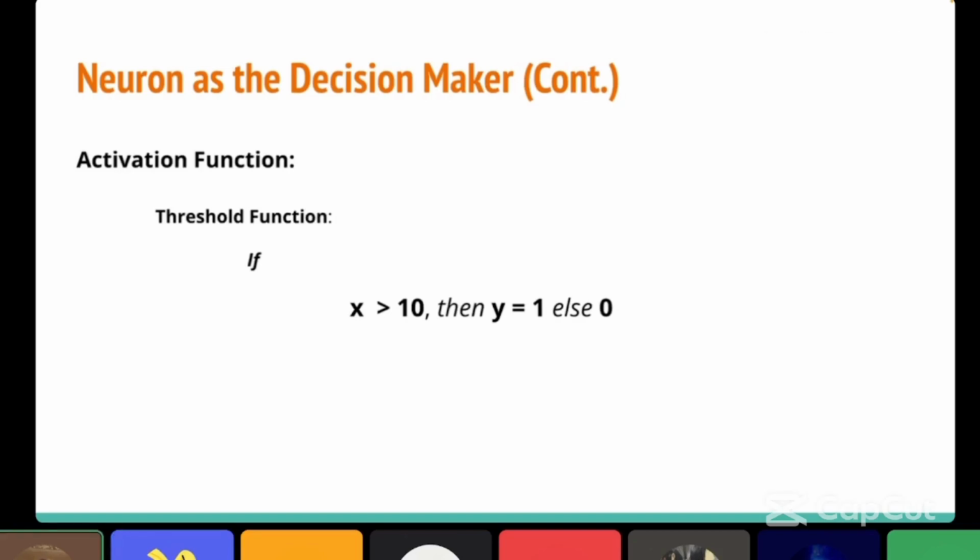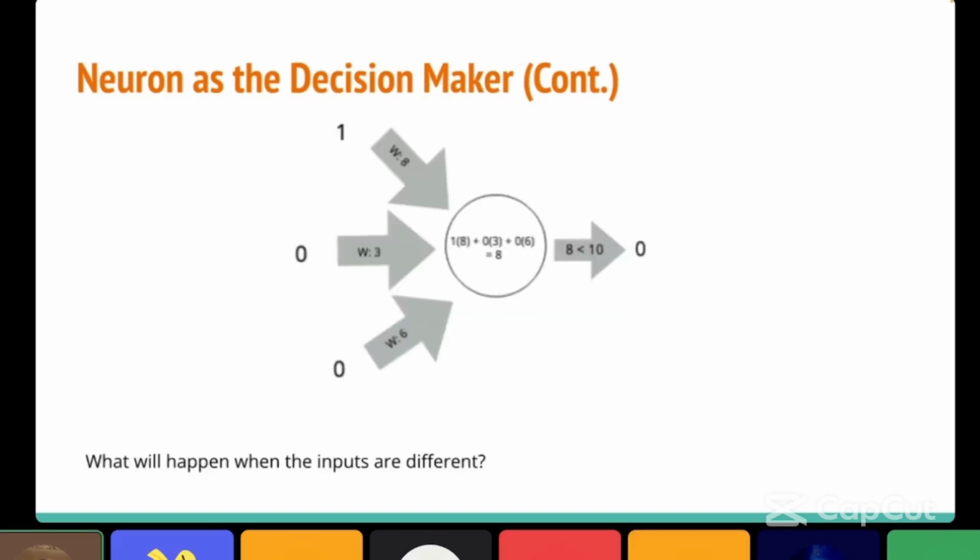So let's set our threshold function to 10. If the result that we got just now is more than 10, then the output is 1, or else it's going to be 0. Simple enough, right? So let's see how that works for our neural network. Since earlier we got 8 and we apply the activation function, it is less than 10, right? So it's going to be 0. That's the output of it.